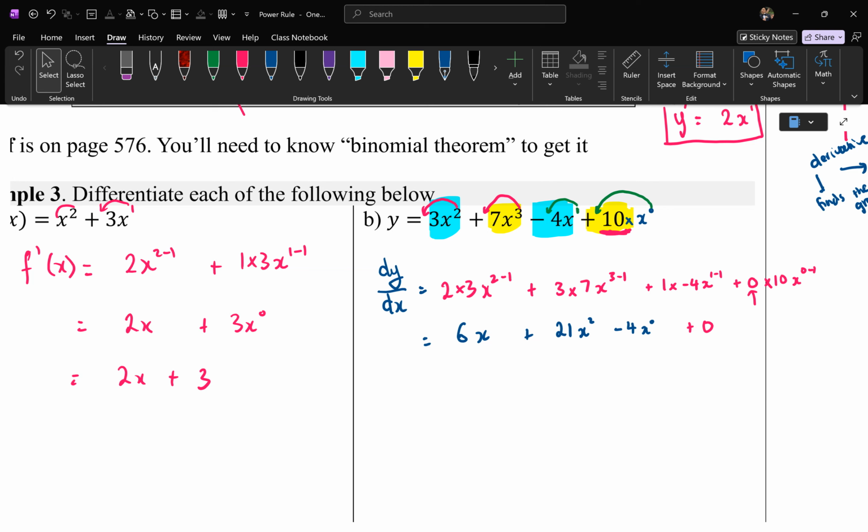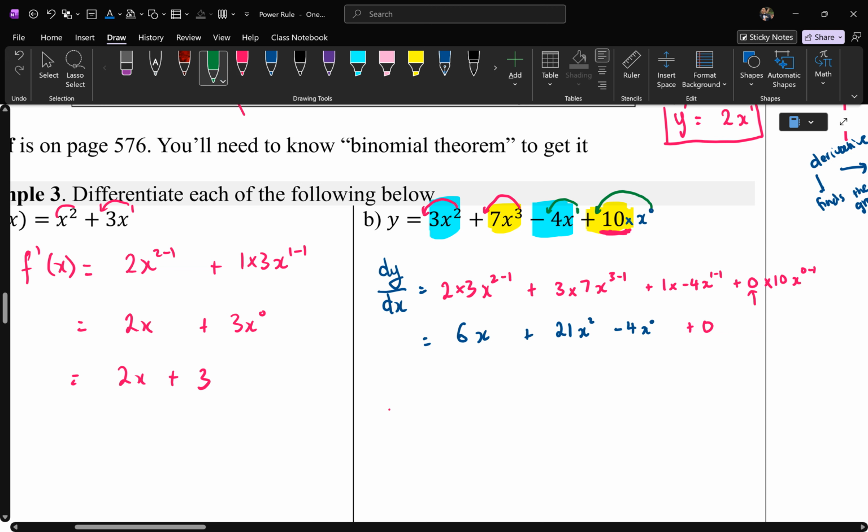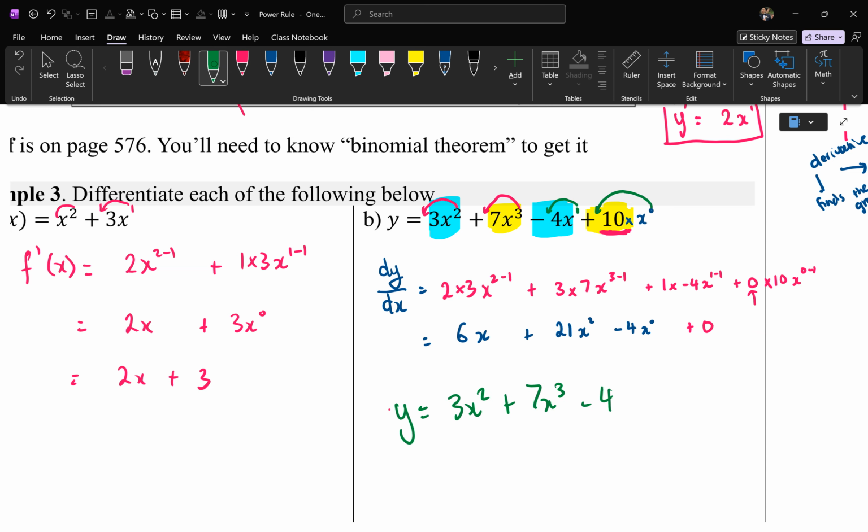It depends on where you want in the graph. If you want to find the derivative or the gradient of a line at a certain point, you need to know which point. That's what the x is. So here's an example. Let's say your question was y equals 3x squared plus 7x cubed minus 4x plus 10. And I said, find the gradient. If I asked you, find the gradient or instantaneous rate of change at x equals 1.